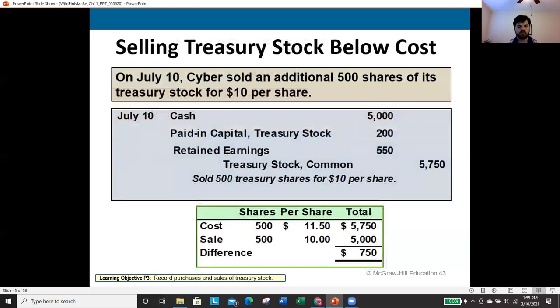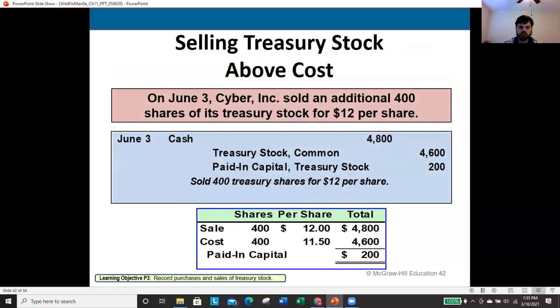Now, if I sell my treasury stock at a price below cost, we will see that on July 10th, Cyber sold an additional 500 shares of its treasury stock at $10 per share. So 500 times 10 is $5,000. Then I will have to wipe out that paid-in capital that we had established in treasury stock before.